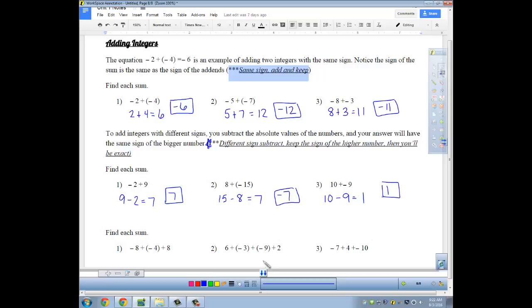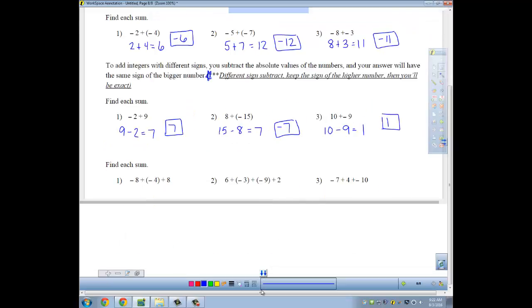Okay, these last 3 problems, they're going to combine the 2 that we just did, so it'll be a mixture of same signs and different signs. So when we do this, I just want you to go left to right. So start with negative 8 plus negative 4. Negative 8 plus negative 4, those are same sign, you add. So 8 plus 4 is 12. Keep the sign, so that's negative 12.